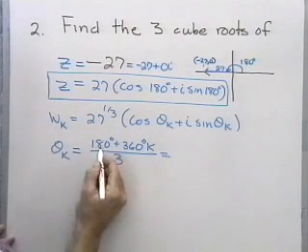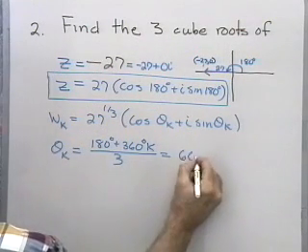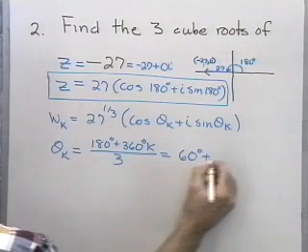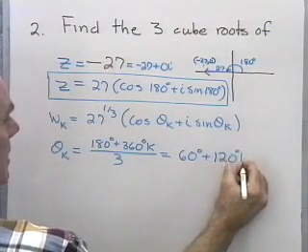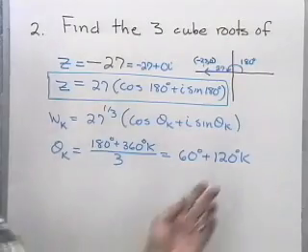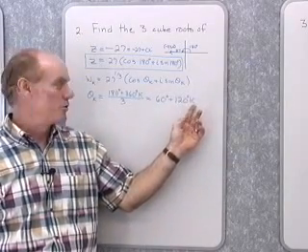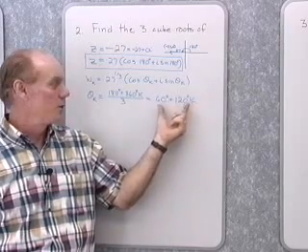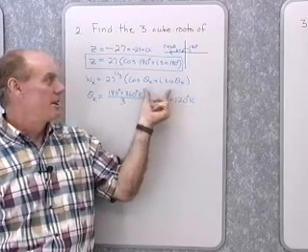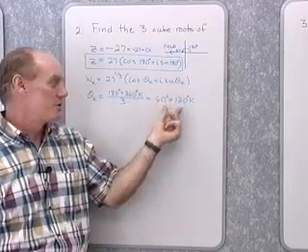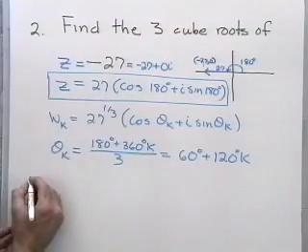Now let me simplify this a little bit. 180 divided by 3 is 60 degrees, and then 360 degrees times k divided by 3 is 120 degrees times k. So I'll substitute different values of k into this. k equals 0, k equals 1, k equals 2, and for each value of k I put in, I'll get one of the angles that gives me one of the cube roots of z here. So let's do that now.